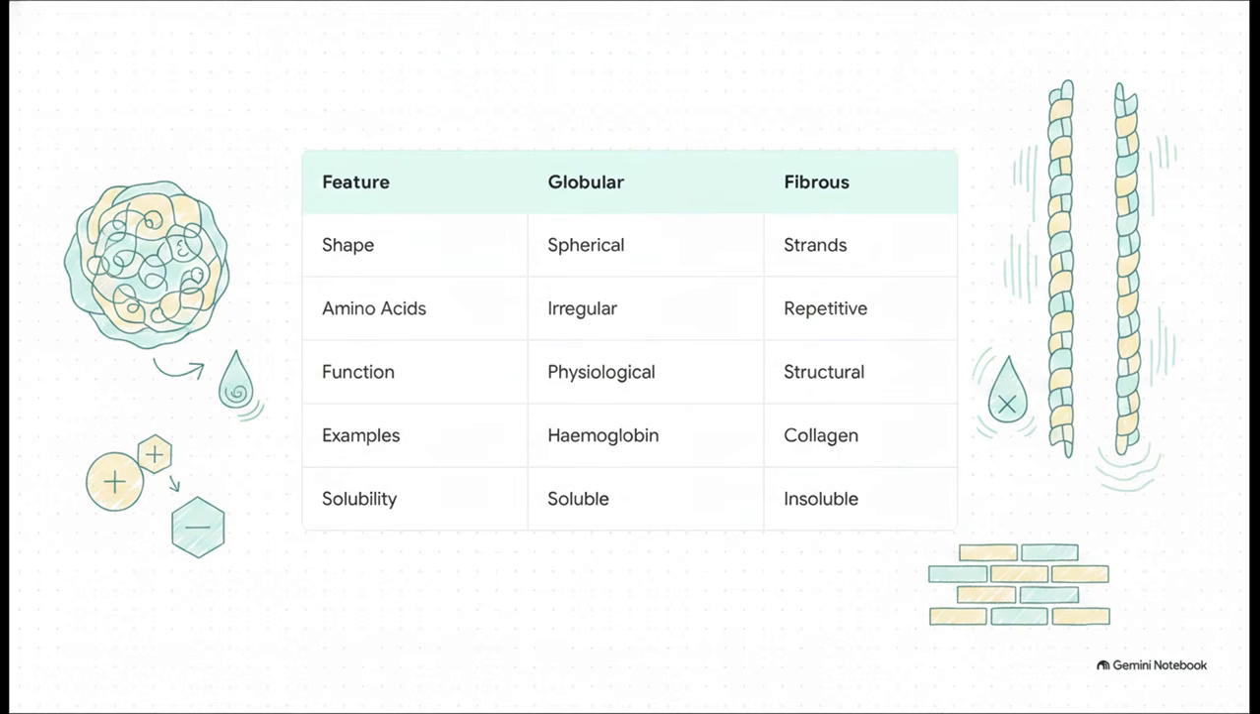A great way to lock in these crucial differences, whether it's for an exam or just to keep it straight in your head, is the SAFES mnemonic: shape, amino acid sequence, function, examples, and solubility. Globular proteins have an irregular amino acid sequence which causes them to fold into functional spheres that are generally water-soluble. Think insulin or your enzymes. Fibrous proteins, on the flip side, have a highly repetitive sequence. That makes them structural, like building materials, and because of their exposed hydrophobic R groups, they are completely insoluble in water. No way they're dissolving.